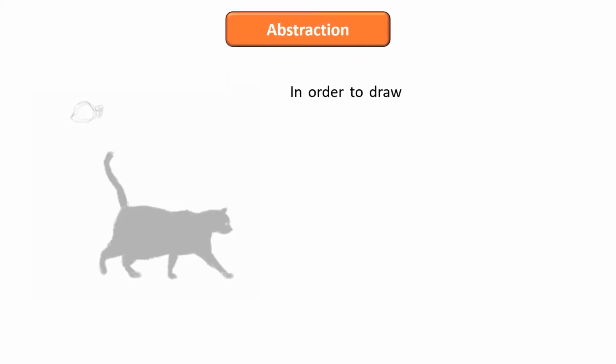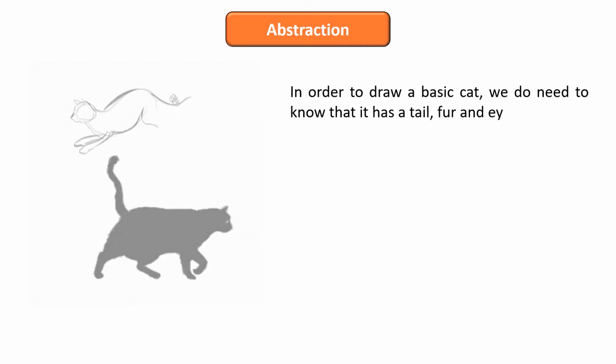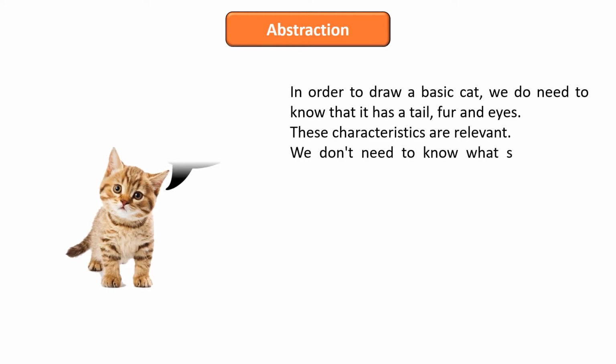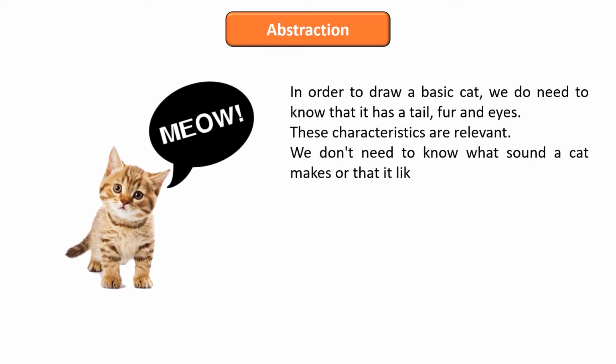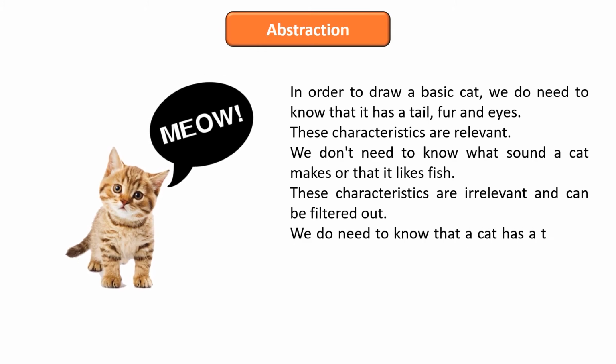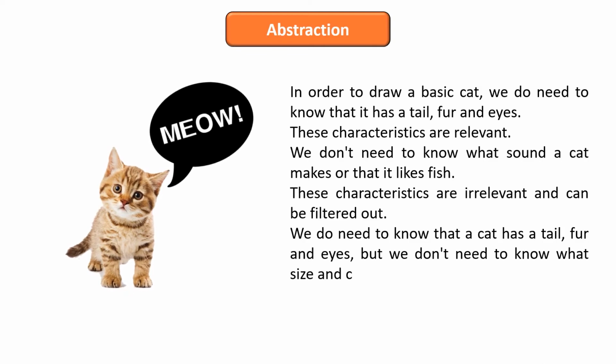In order to draw a basic cat, we do need to know that it has a tail, fur, and eyes. These characteristics are relevant. We do not need to know what sound a cat makes or whether it likes fish or not. These characteristics are irrelevant and can be filtered out. We do need to know that a cat has a tail, fur, and eyes, but we do not need to know what size or color these are. These specifics can be filtered out.